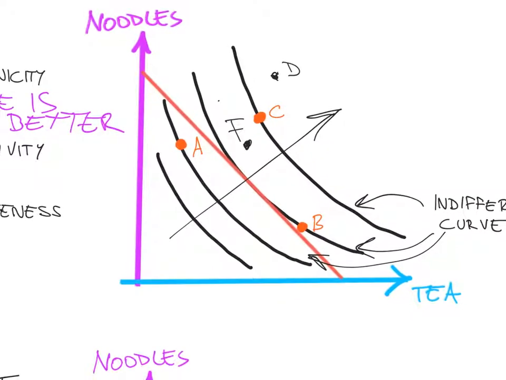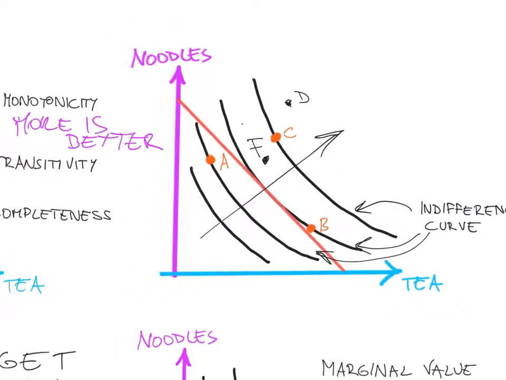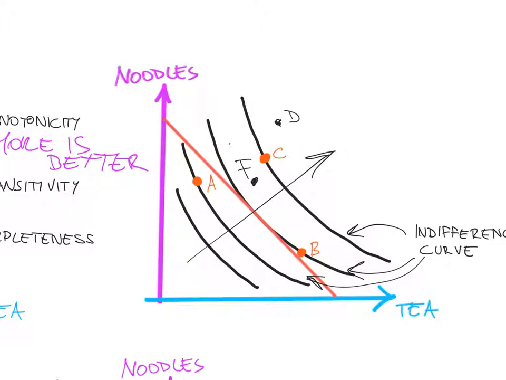Now, take a look at that picture. It's beautiful, isn't it? Take a look at it. What can we say about this consumer's maximization problem? Just take a look and tell me what you can say. Which point would this person choose? What bundle of noodles and tea would this person choose? Brianna, what do you think?